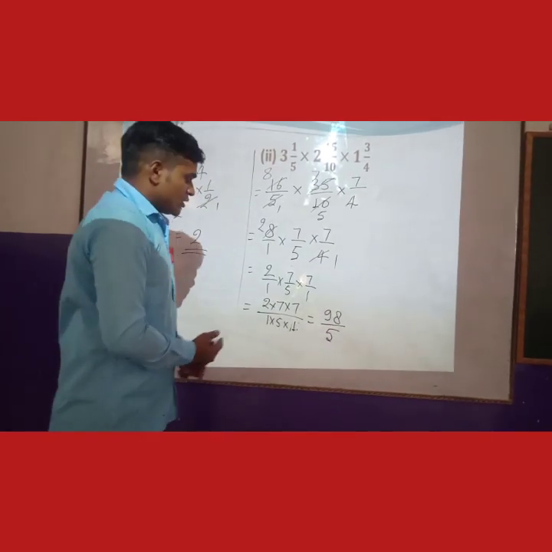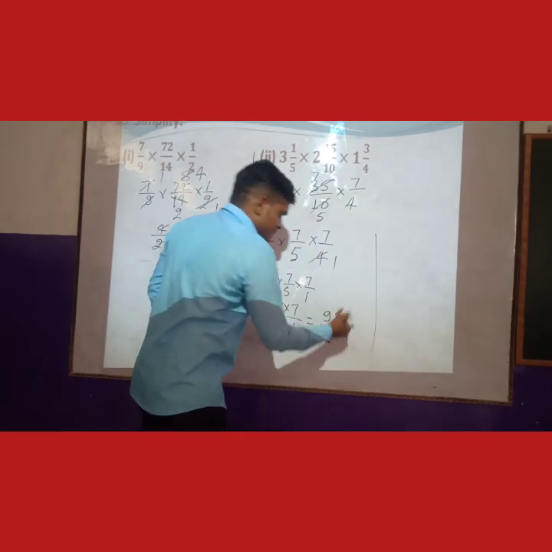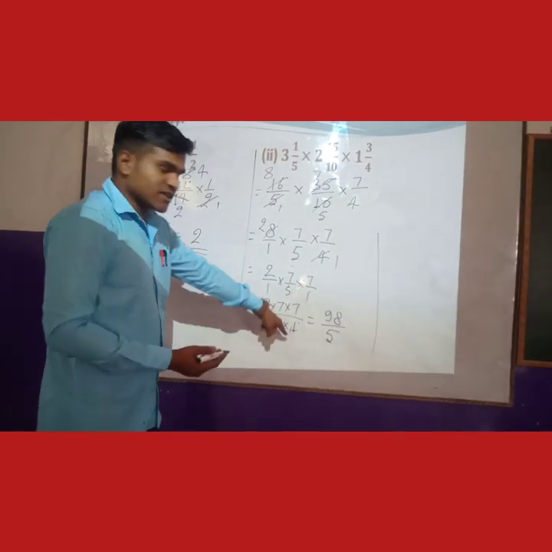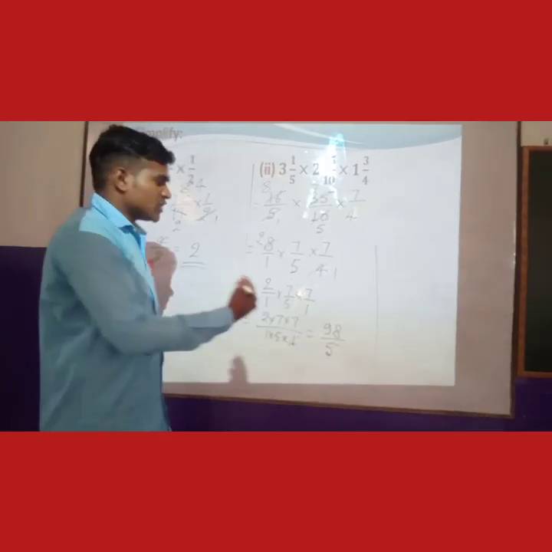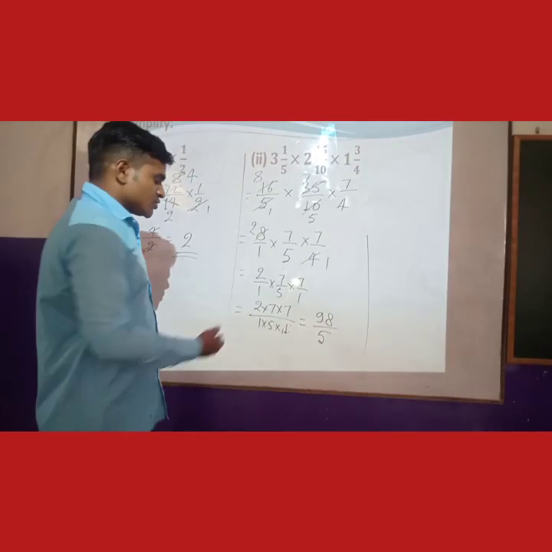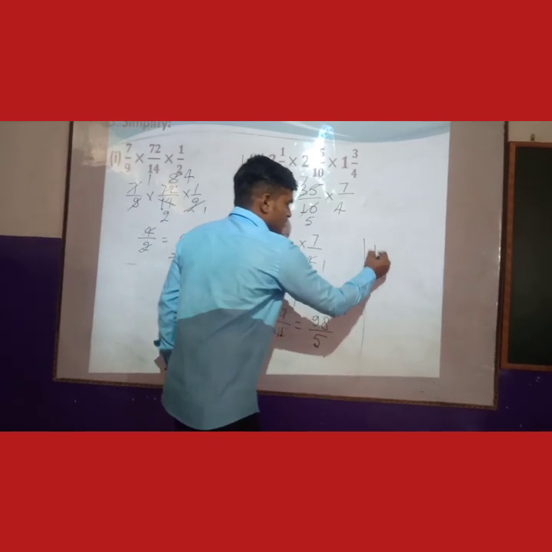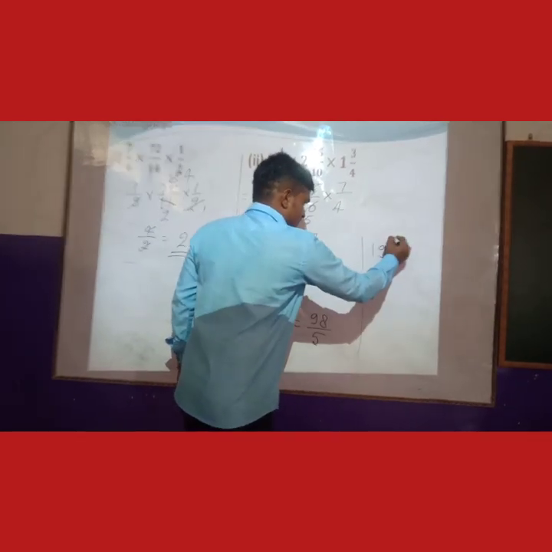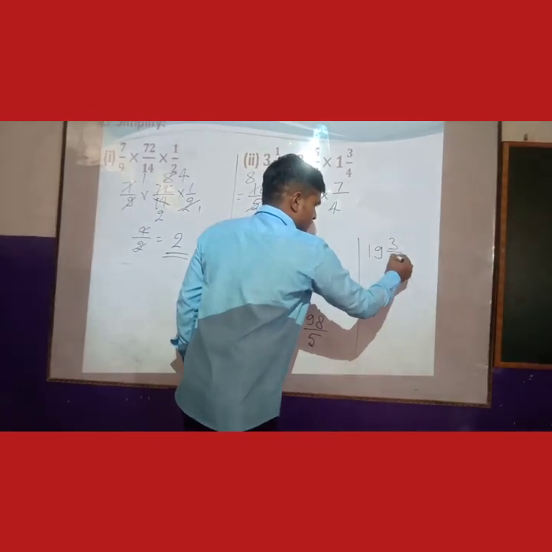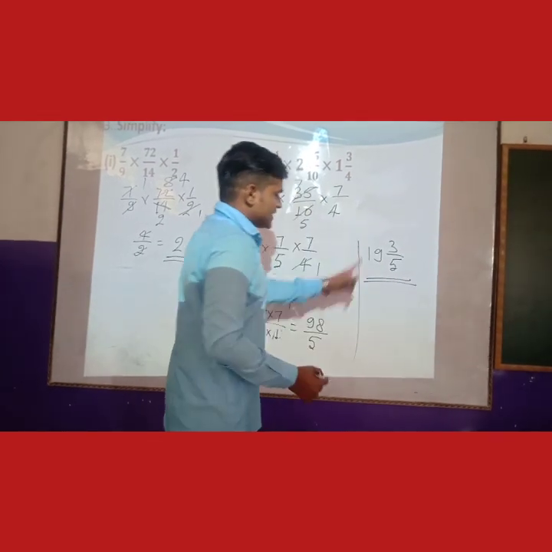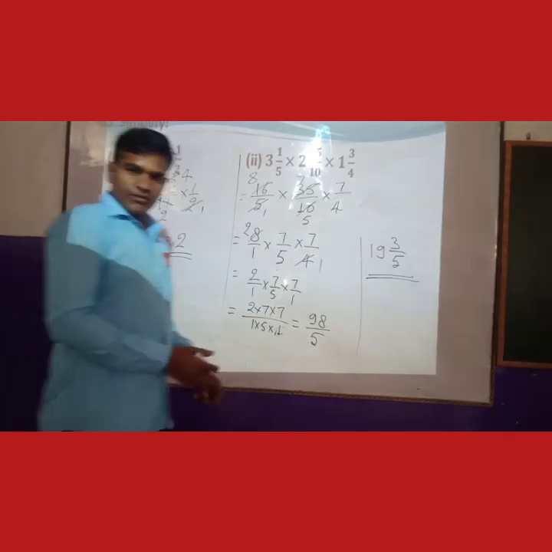Okay. Now you can convert it into improper fraction, sorry mixed fraction, because it is improper fraction, so you have to convert it into mixed fraction. So convert it. 98 upon 5, it gives 19 complete 3 upon 5. So your result is 19 complete 3 upon 5.